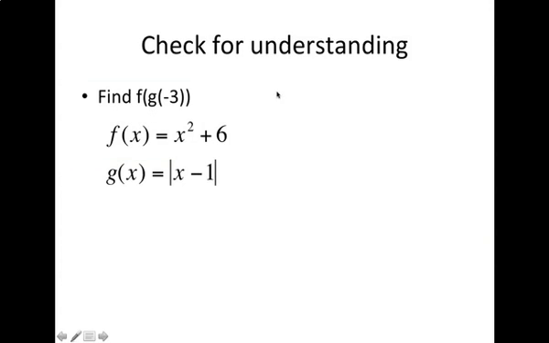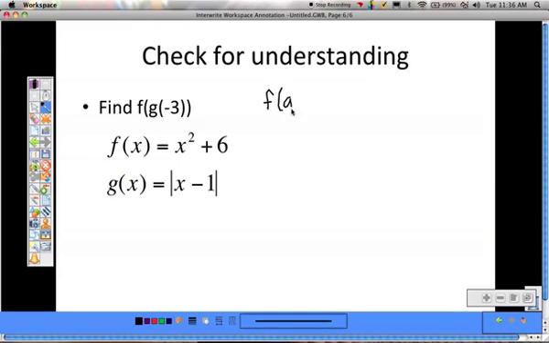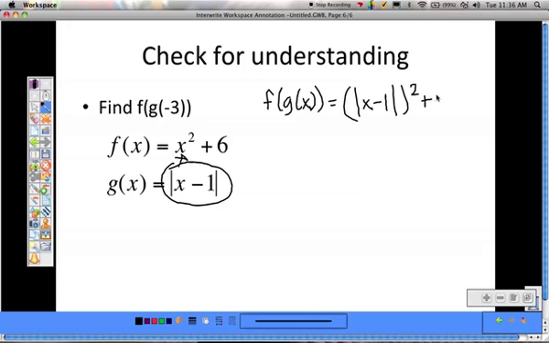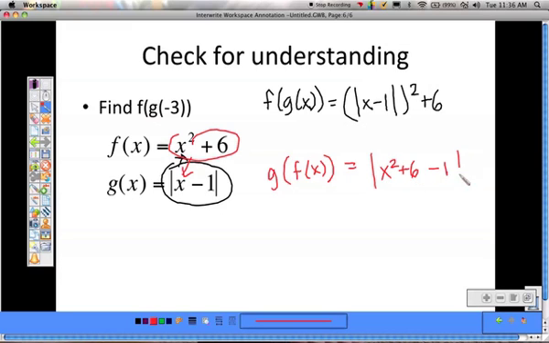Let's try another one. Let's try, how about f of g of x? All right, so what does this mean to do? It means plug in. We're going to plug this in right here. So f of g of x would be x minus 1 squared plus 6. We can go the other way too. We can do g of f of x. So now we're going to take the f and plug it into here. So we get the absolute value of x squared plus 6 minus 1. So here's plugging a function into another function. And again, we'll practice this more tomorrow.